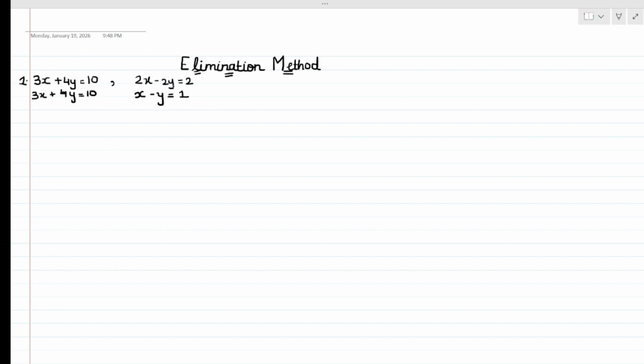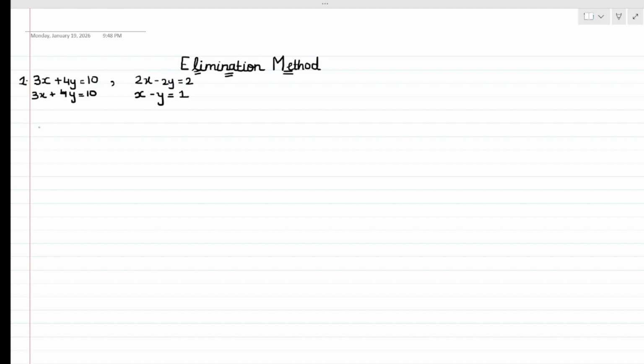Again, what did I do over here? The 2 is common in all three of my terms. x has 2, y has 2, and the constant term also has 2. So I took 2 as common and divided by this 2, so 2 and 2 get cancelled and I got my 1. Okay, so now our final equations are 3x plus 4y equals 10 and x minus y equals 1. Okay, so first let's start.